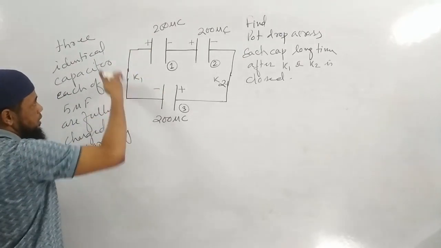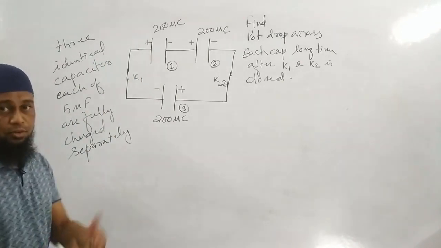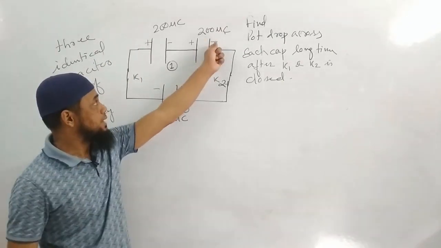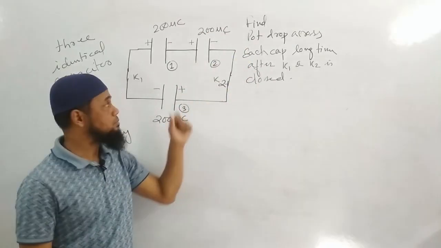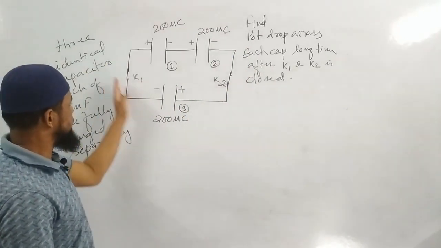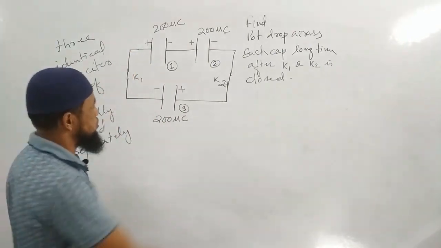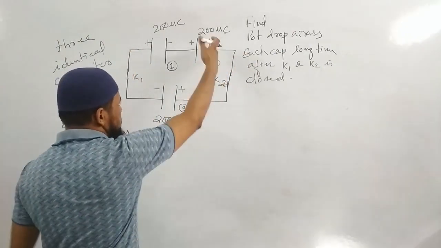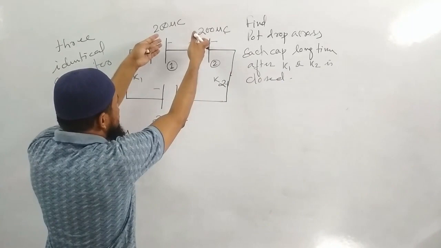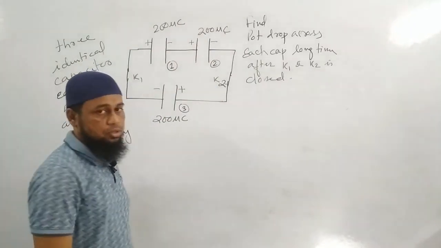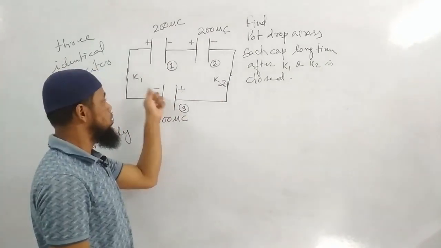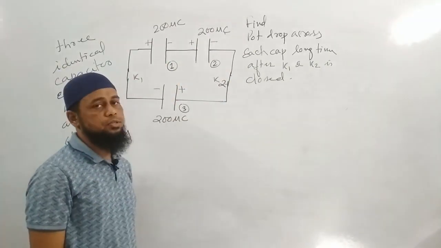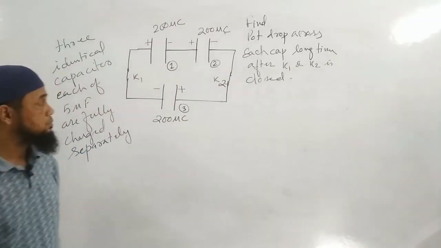Plus 200 and minus 200, net charge will become 0 if you understand it like that. Minus 200 plus 200, net will become 0. So on these two plates, the sum of the charges is 0. On these two plates, the sum of the charges is 0. So this minus and plus will also get neutralized. Net charge on each capacitor will become 0. So potential drop across each capacitor will become 0.